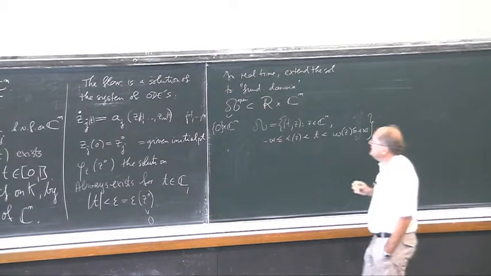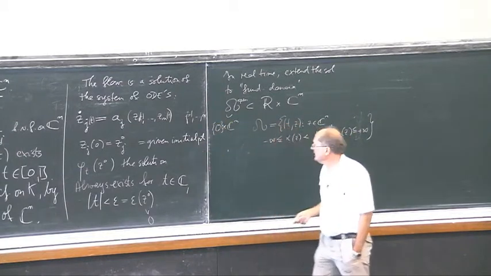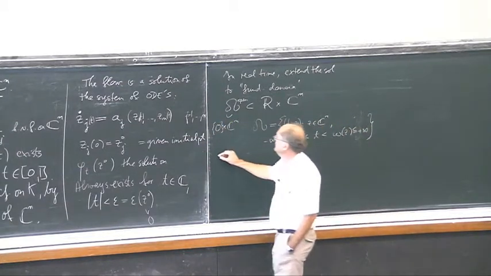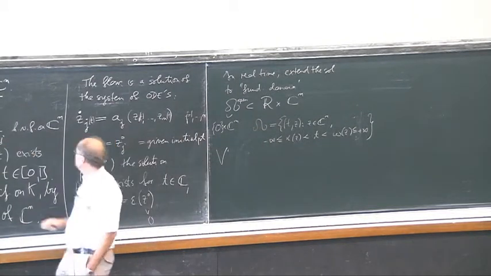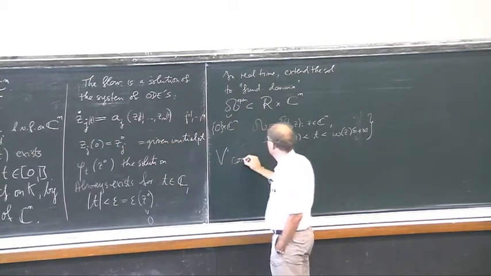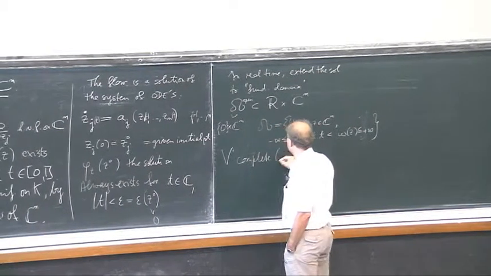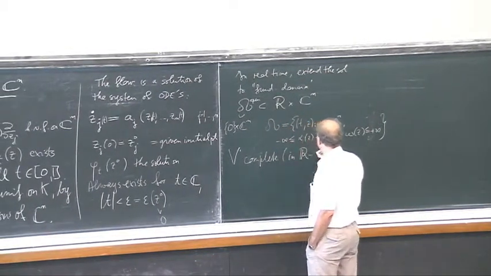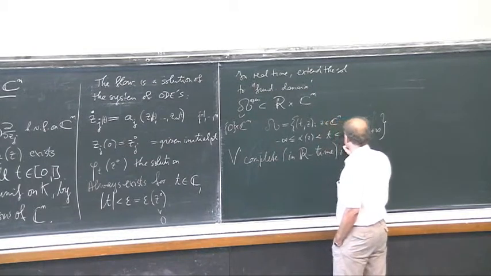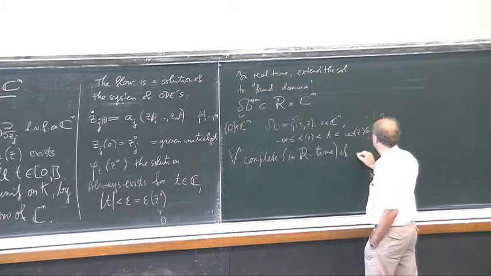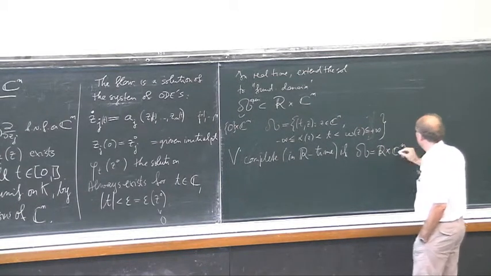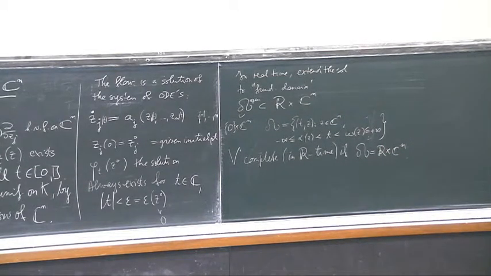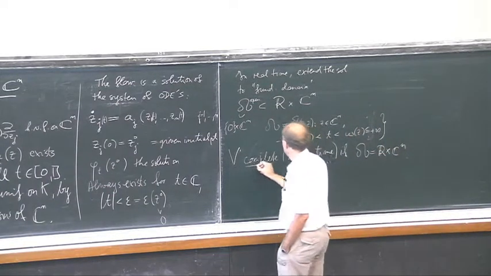And now we say that such a vector field is complete. So V, which is a field with these components, like here, we say that V is complete in real time if this domain omega is everything. So this means if the flow exists for every real time, no matter where you begin. So such a field is called complete.